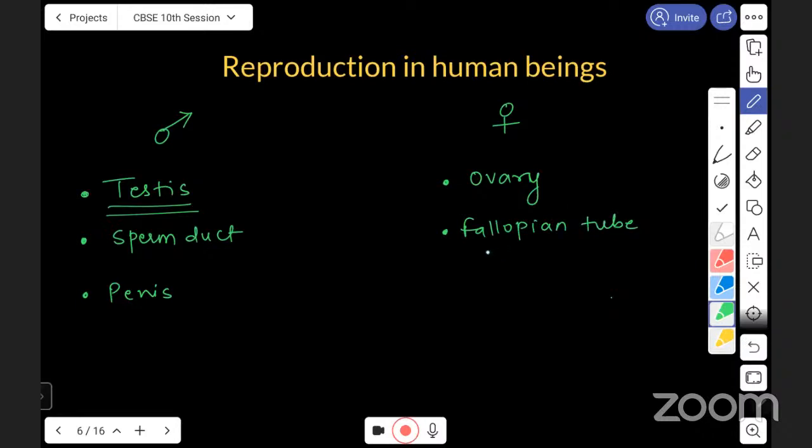Oviduct. Okay, so here basically it's a passage, or a tube, which connects the ovary to the uterus. So basically the fallopian tube, okay, it has fimbriae, right? Projections which will pick up the egg released by the ovary. The egg will be carried in the fallopian tube.